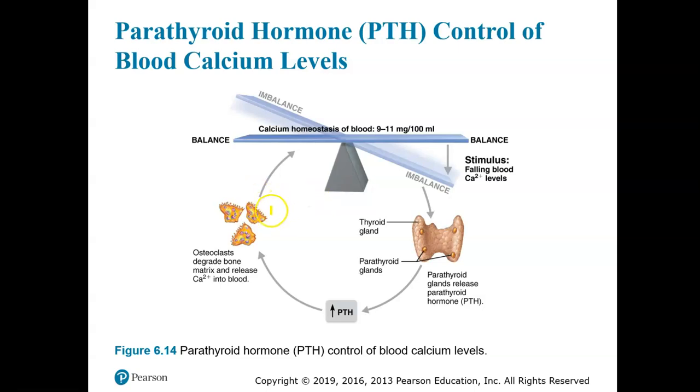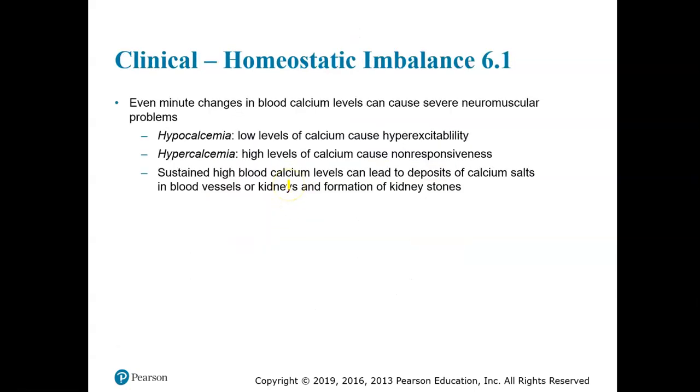So here's an illustration of how PTH works. In response to the imbalance, your blood calcium levels are too low. You've got calcium ions in your blood, and the levels of those calcium ions are too low. We need calcium ions for nerve impulses and for muscle contractions. So when we don't have enough, it affects the ability of our muscles to contract and our nerves to conduct. So low calcium levels lead to our parathyroid glands releasing PTH, and that stimulates osteoclasts to break down bone tissue, and that raises blood calcium levels.